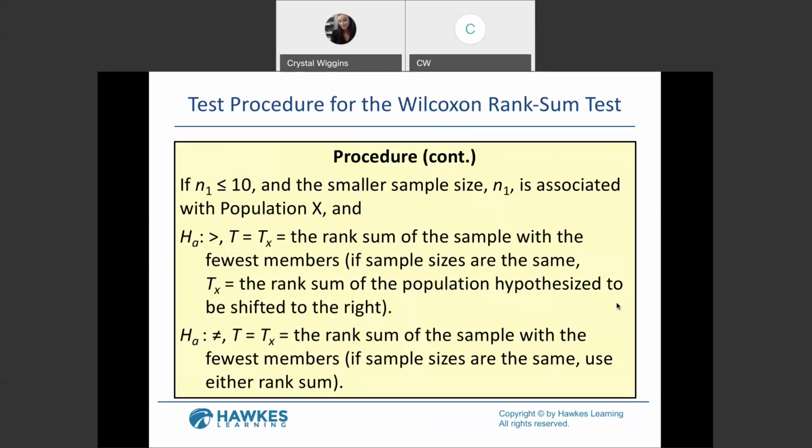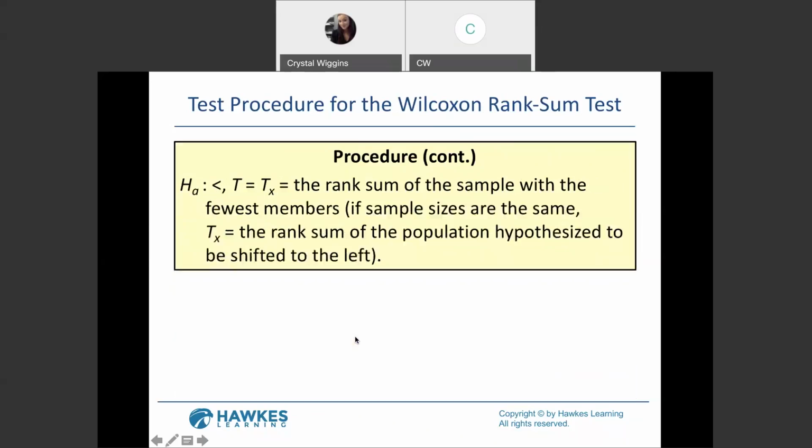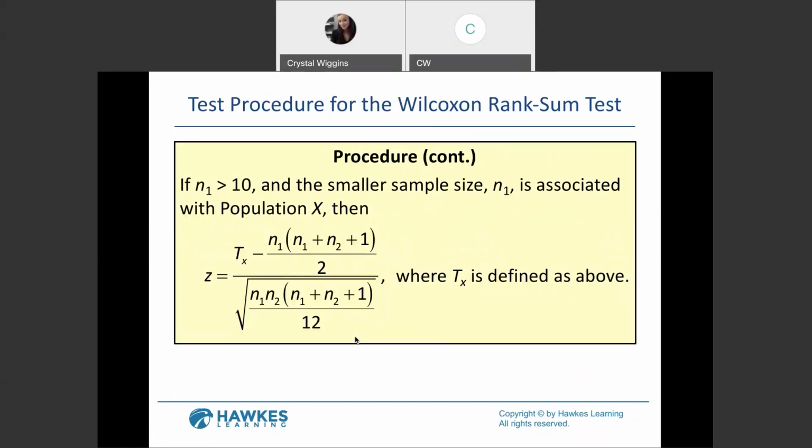If we have a sample size that is small, less than or equal to 10, then the alternative hypothesis is right-tailed. We would follow these rules for finding our test statistic. And if it is two-tailed, we'd follow these ones, and left-tailed. So I'll have you guys read those on your own. If we have a larger sample size, then we have our test statistic calculated by this particular formula. Not difficult, annoying, but not difficult.